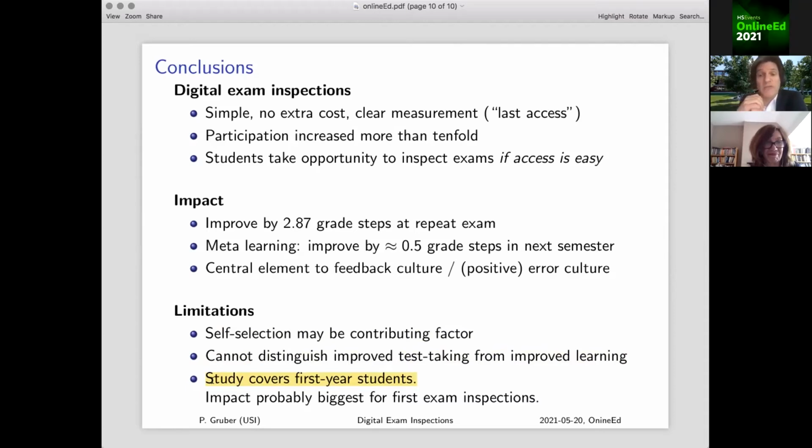But I think especially for first-year students, facilitating these very simple online exam inspections is a measure that costs almost nothing and that can have a really big impact on the grades of the students, on their learning strategies, and finally also, I think what is very important, on establishing an error culture, so that a culture of learning from your mistakes is not just an empty word, but something that is taken on by an institution. That's it. Thanks a lot.